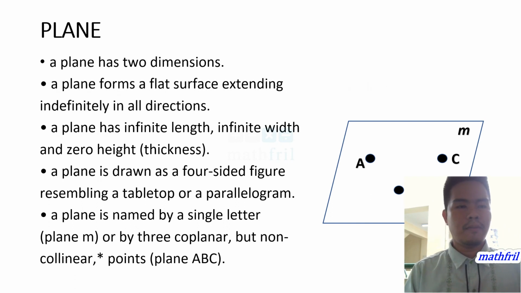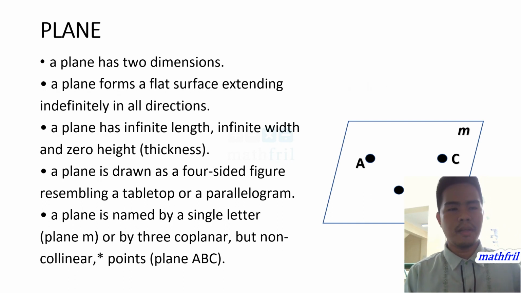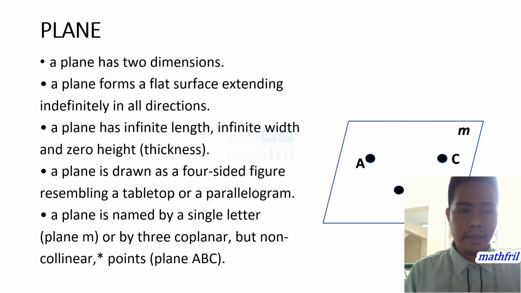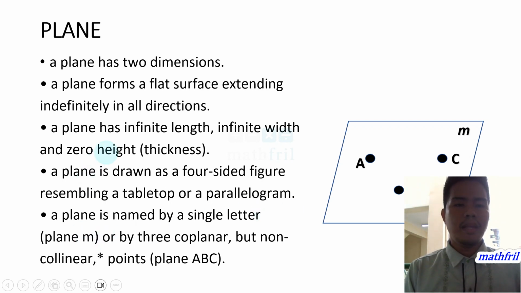The third and final undefined term, the last undefined term, is a plane. A plane has two dimensions because we are just referring to its length and its width. So width and length, that's the idea of a plane. Two dimensions. A plane has infinite length, infinite width, and zero thickness. A plane is drawn as a four-sided figure resembling a parallelogram. As you can see in our illustration, that's a plane.